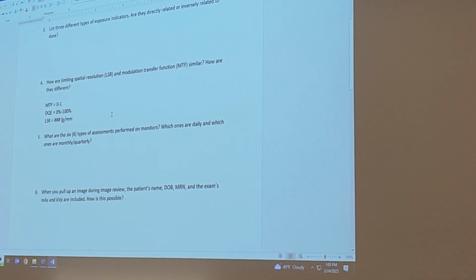What is going on back there? I'm sorry. Had a moment. It says DQE of 1 would mean 100%, DQE of 0.5.